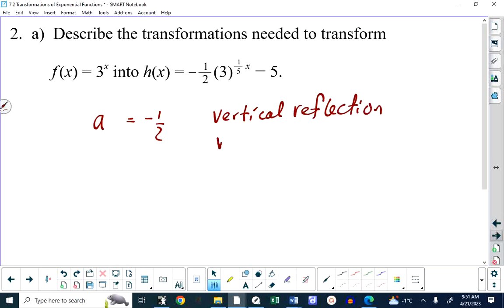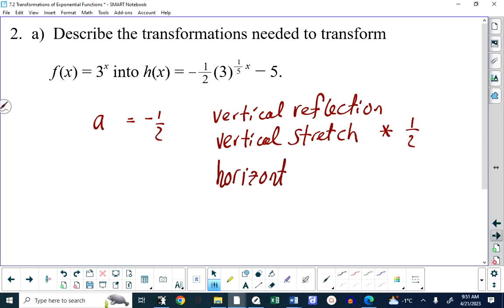We have a vertical stretch by a factor of 1/2. We have a horizontal stretch by a factor of 5, the reciprocal of B, and we shift this 5 units down. I hope we would all agree with that.